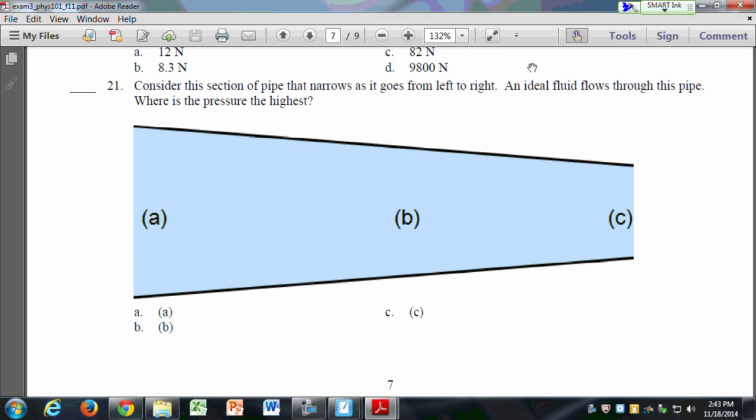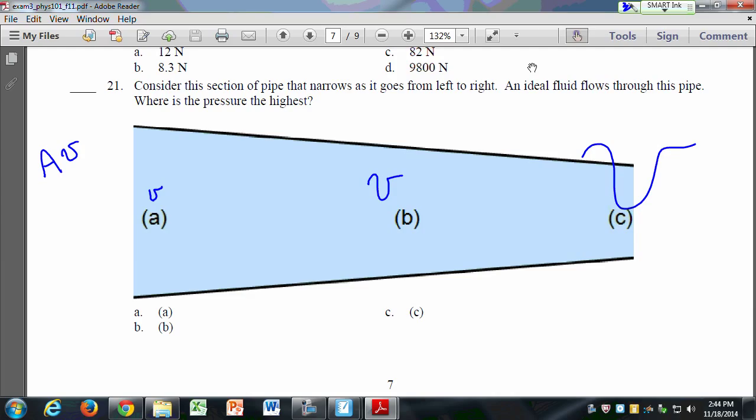Let's see, these are all calculations. Oh, this is an application of Bernoulli's principle. Where is the pressure highest? Actually, both Bernoulli's principle and the equation of continuity. Where is the velocity highest, at points A, B, or C? I have a small velocity here, a bigger velocity, and a bigger velocity here, because the area is getting smaller, and I know that the product of the area times the velocity has to be constant. So as the area gets smaller, the velocity gets bigger.